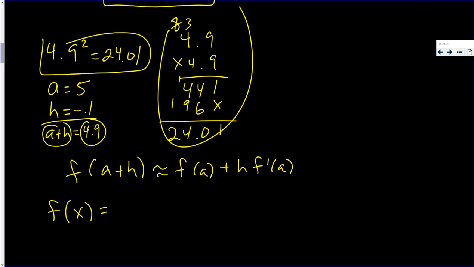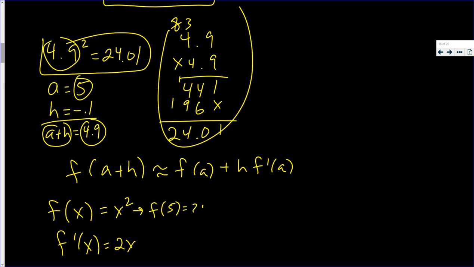Well, it's pretty clear. I'm squaring it. So I'm going to square x. And the derivative of that is 2x. So now I want f of a. a is 5. Oh, you mean you want me to square 5? Okay. So I get 25.